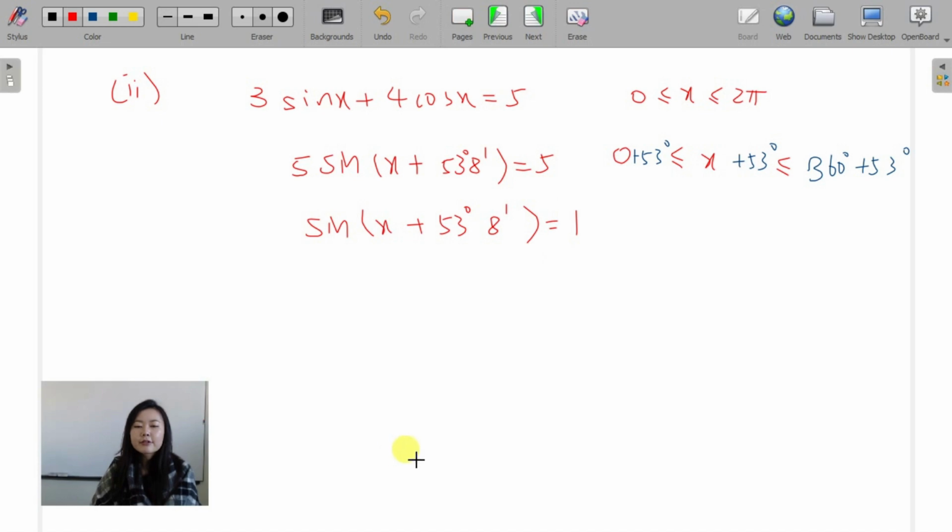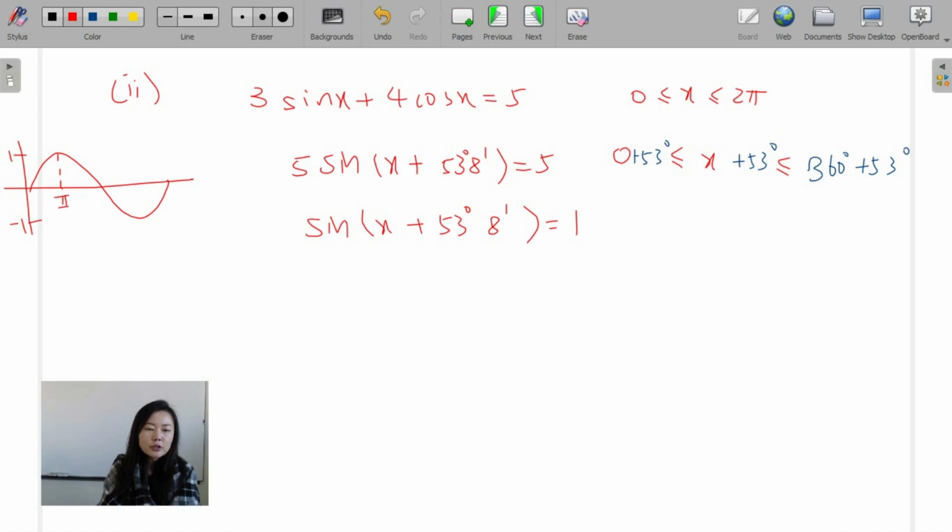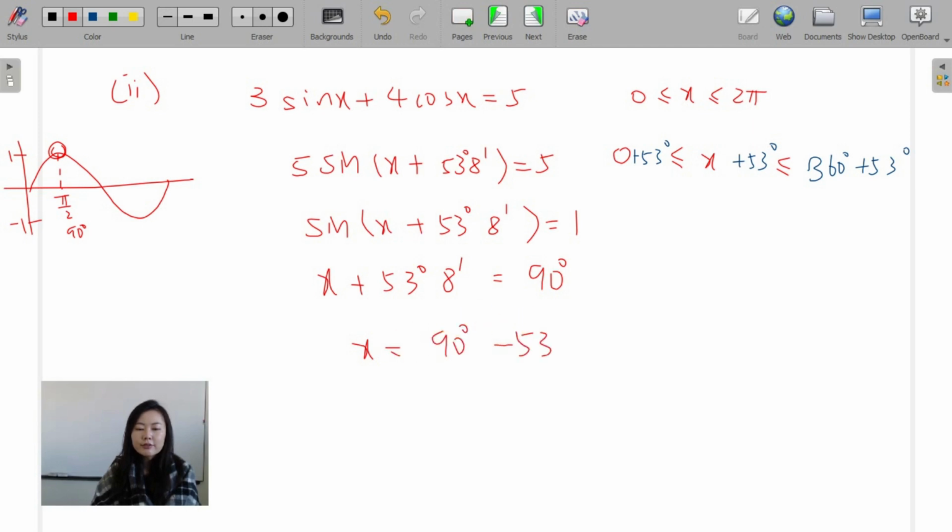So divide the 5 across, and sine equals 1. 1 is a boundary angle, so let's investigate the graph. 1 is there at pi on 2, or 90 degrees basically. So that's where 1 is. So x plus 53 degrees 8 minutes is equal to 90 degrees. x is 90 degrees minus 53 degrees 8 minutes, which should be about 36 degrees and 52 minutes.